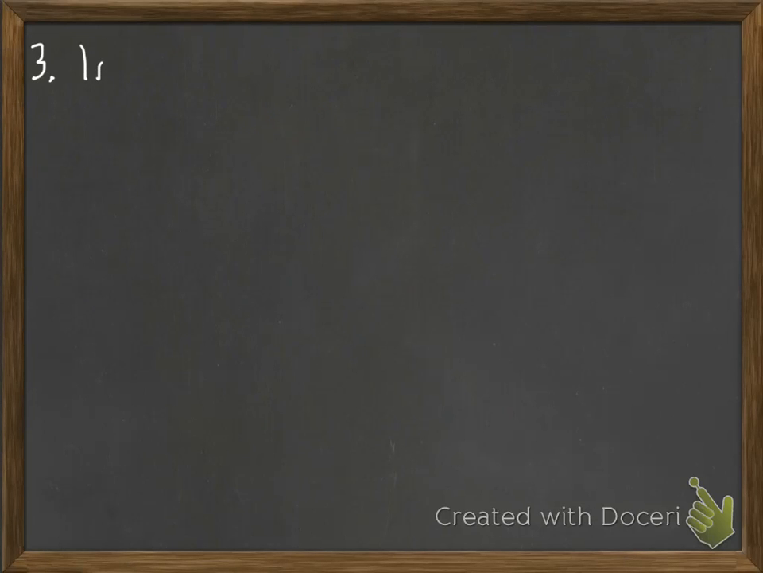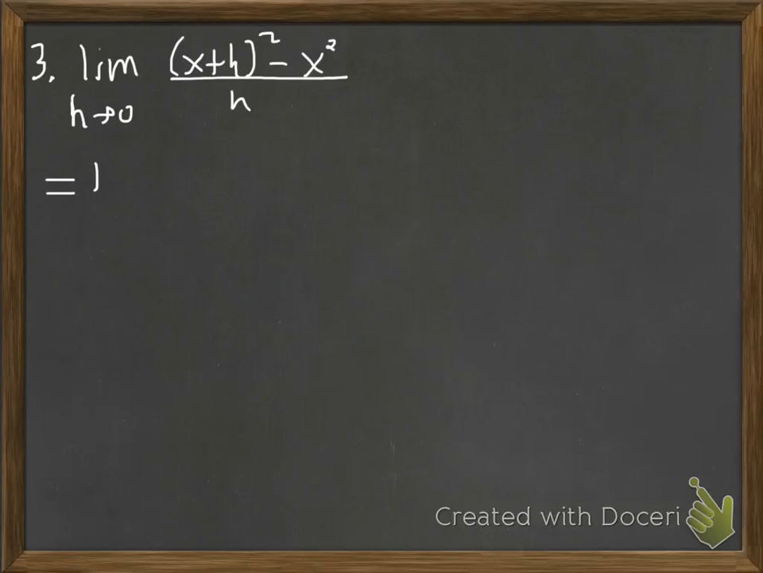Okay, let's look at another one. The limit as h goes to 0 of x plus h squared minus x squared all over h. And if I directly substitute, I'm going to get x squared minus x squared on top and 0 on the bottom. So we're going to have to do something. Let's go ahead and FOIL out the top. It's going to be x squared plus 2xh plus h squared minus x squared all over h.